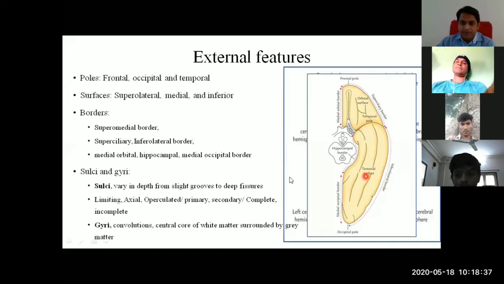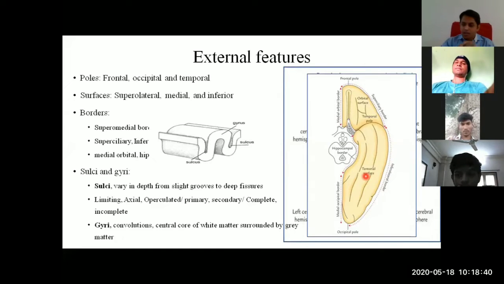So you can see the cerebrum has a larger surface area, around 2000 square centimeters, and it has to be accommodated within the cranial cavity. As the space is limited, it has to produce some convolutions, so foldings. The indentation which is produced is called a gyrus, while the depression which is produced is a sulcus. Sulci vary in depth, from slight grooves to deep fissures.